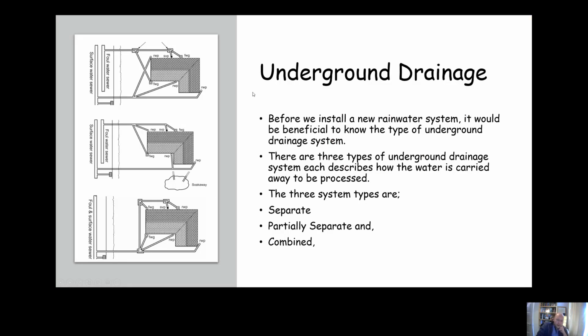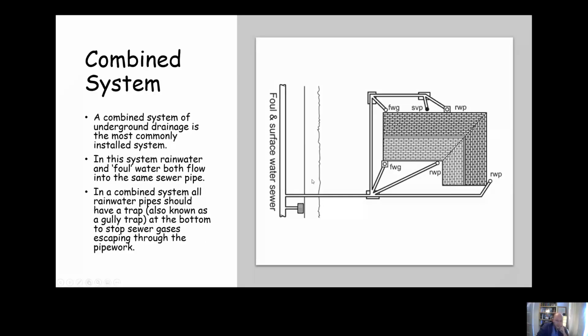So, before we install any new rainwater system, it's beneficial to know the types of underground drainage system. There's three types that we need to be aware of. One is a separate system, one is a partially separate system, and one is a combined system. And we're going to talk about what each of those mean now. Okay, combined system is the most simple.